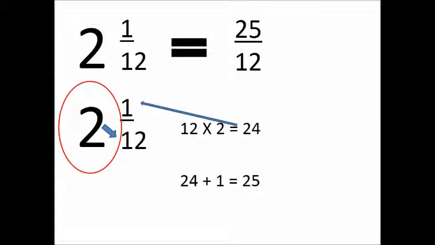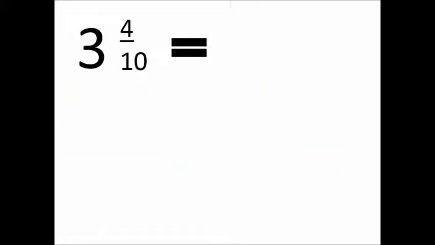24 plus 1 equals 25. So that 25 then goes on top of our 12, because if you notice, the 12 from the 2 and 1/12 stayed the same both ways. So all we do is put that 25 on top. We'll do it one more time.